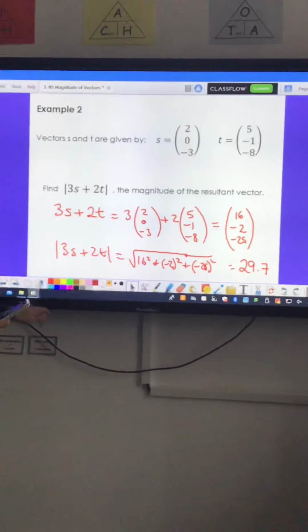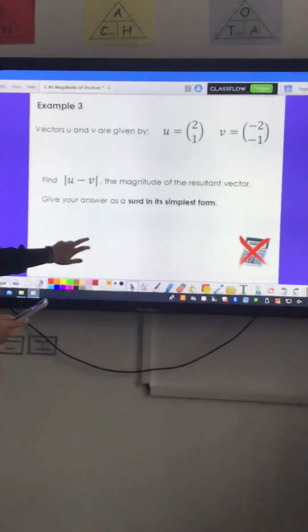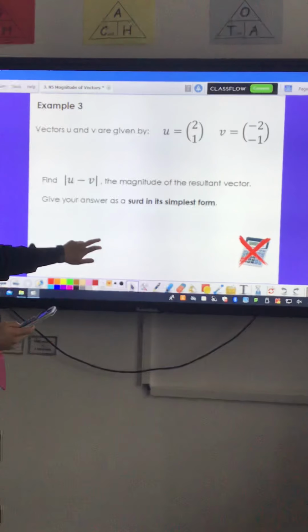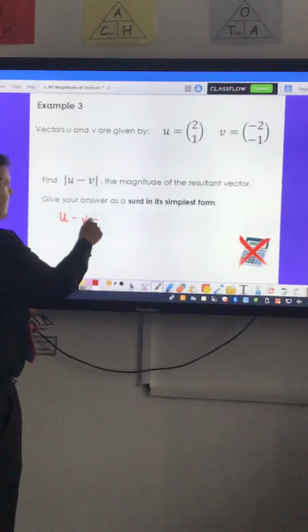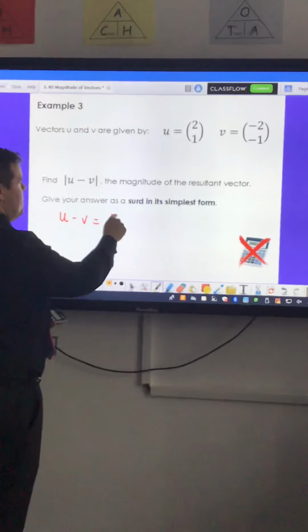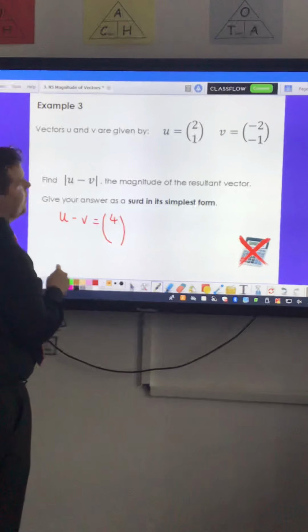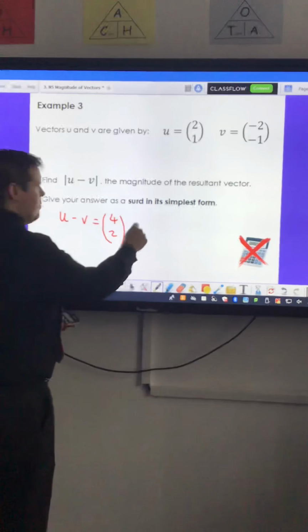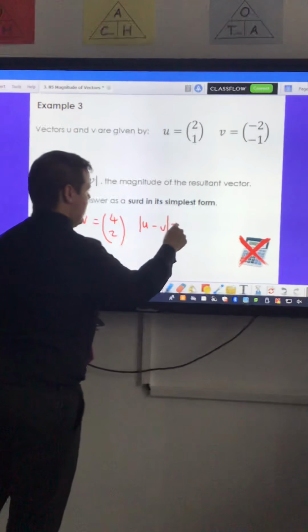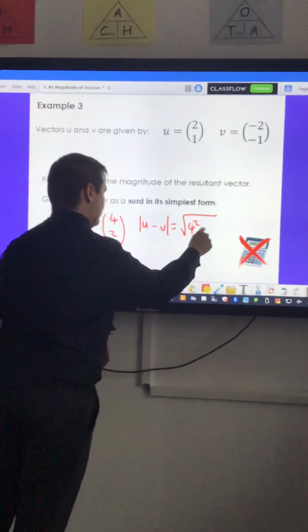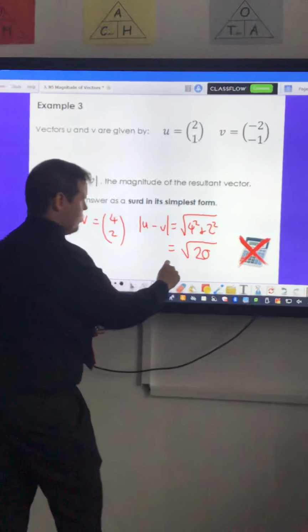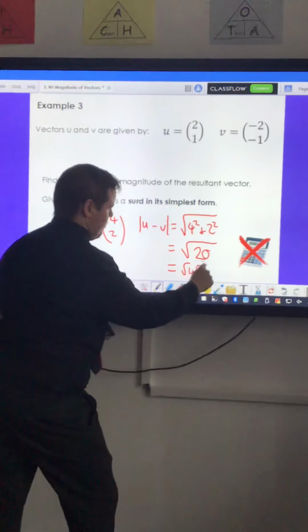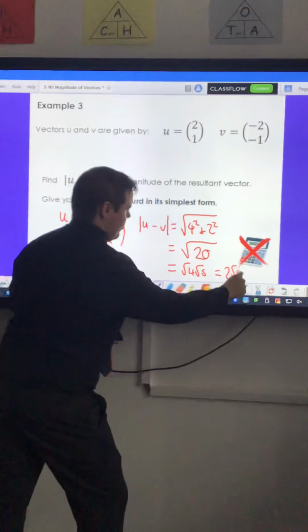Okay, we'll look at one without a calculator to finish off. So let's find u minus v equals, well, that's going to be 4. 2 take away negative 2, and then 1 take away negative 1 is 2. So the magnitude of u minus v is the square root of 4 squared plus 2 squared. That is 16 plus 4 is 20. Using your surd rules, that's root 4 times root 5, which is 2 root 5.